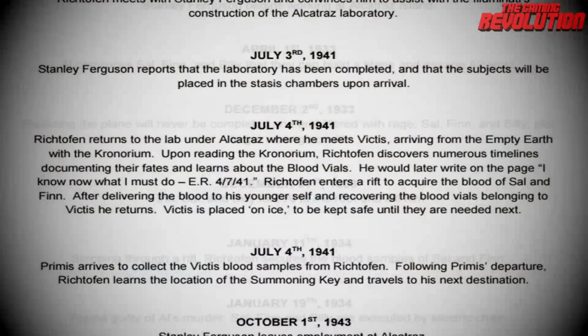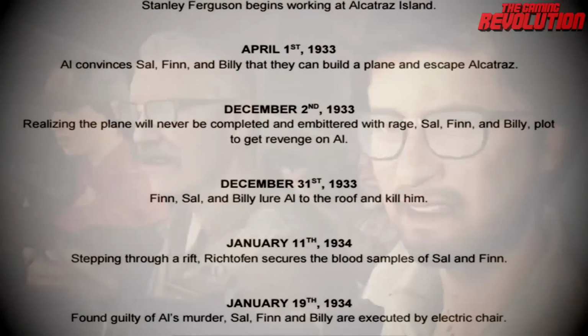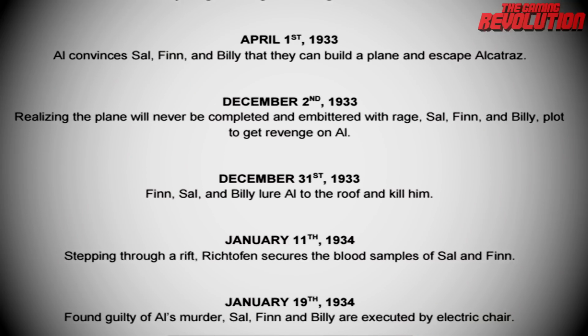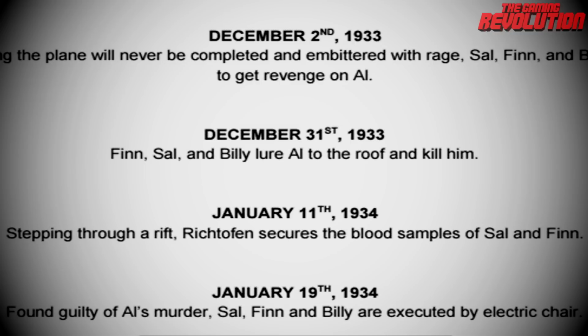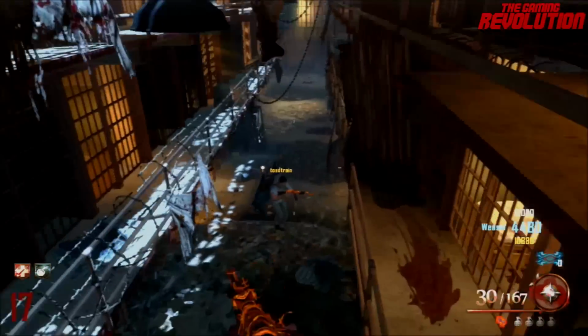This is the one that just read the Chronorium from the Transit crew. So he went through a rift and collected the blood samples after the characters die. This is before they enter the purgatory-like realm and enter the cycle. Now bear in mind, this is before January the 19th, 1934, where Sal, Finn and Billy are executed by electric chair, found guilty of Al's murder. So he collects the blood samples from them whilst they're still alive.